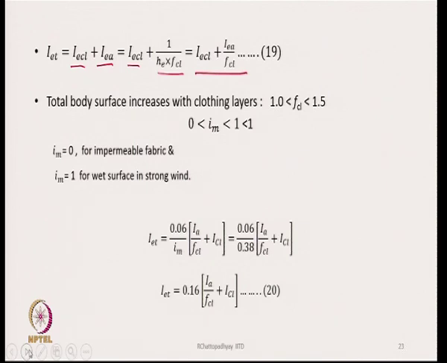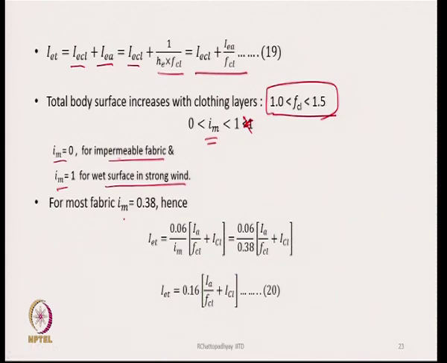Total body surface increases with the clothing layers. So, the f_cl value can vary between these limits. f_cl will always be greater than 1, and typically f_cl could be between 1 and 1.5, and the I_m value should always be less than 1, it is between 0 and 1. We have already said that I_m is 0 for impermeable fabric, I_m equals 1 for a wet surface in strong wind, and therefore for most fabric I_m equals 0.38 or close to 0.4.